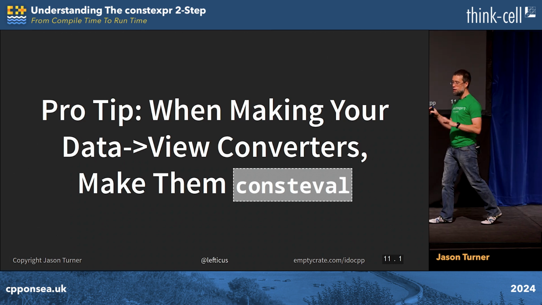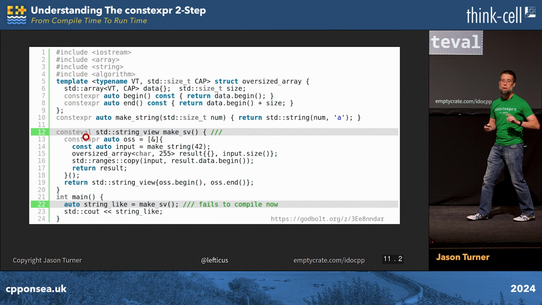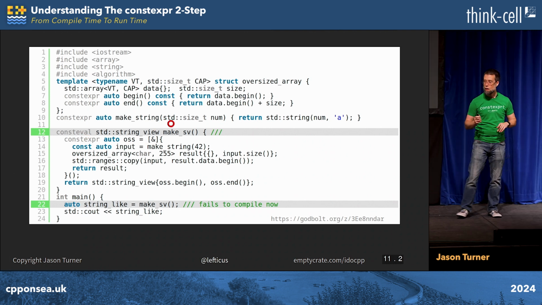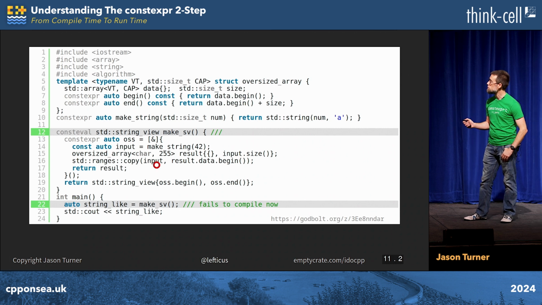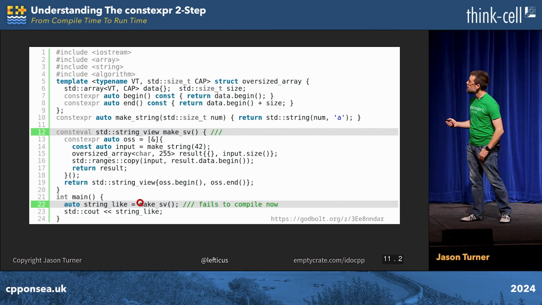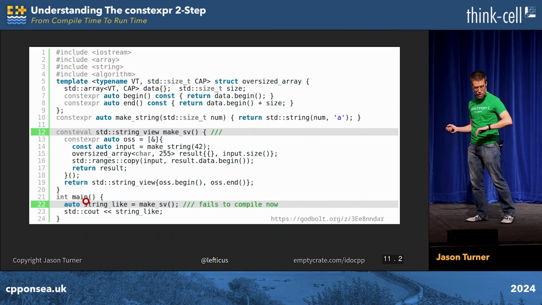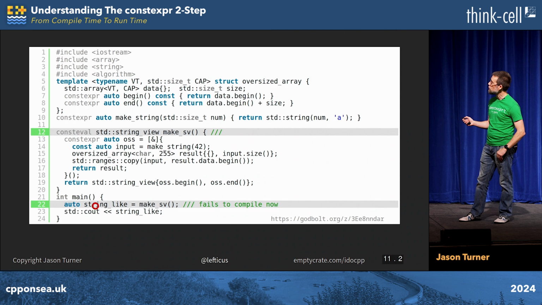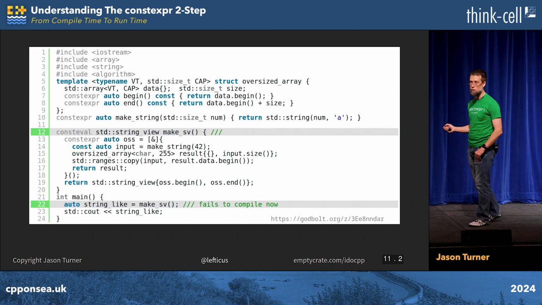When making your data to view converters like I am presenting in this talk, prefer to make them consteval. So if I declare this function consteval on line 12, that is saying this function must be evaluated at compile time. It's also known as an immediate function. And by saying it must be evaluated at compile time, I don't even have to make the object that I'm assigning it to const or constexpr or anything, and it will fail to compile.